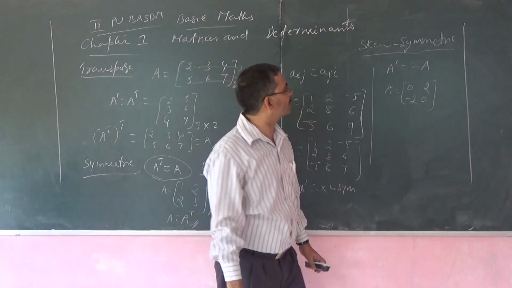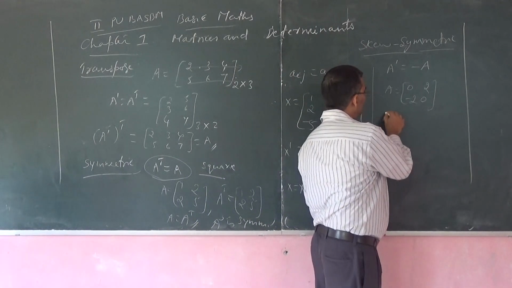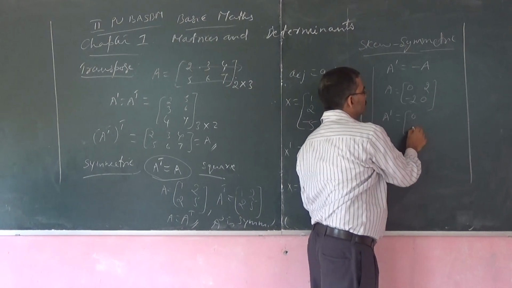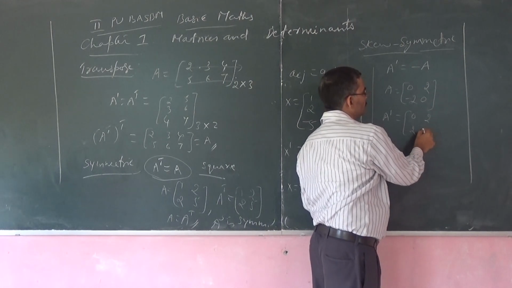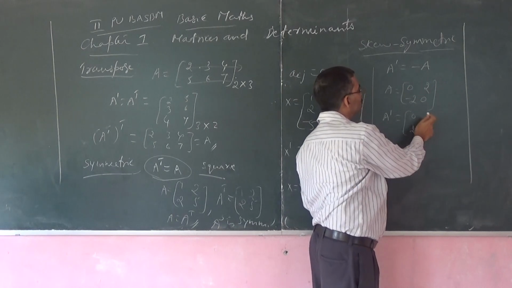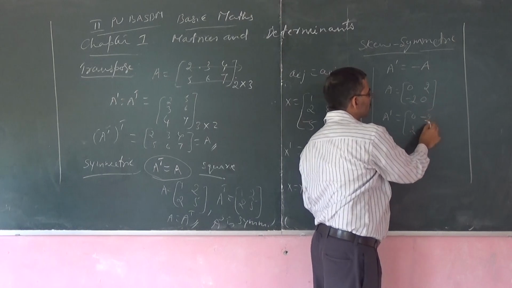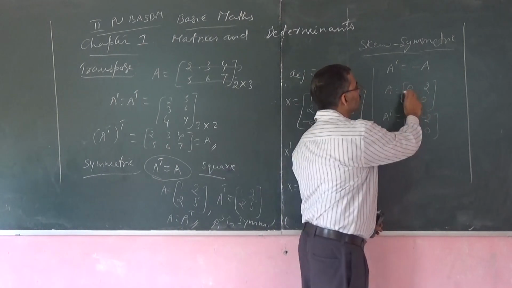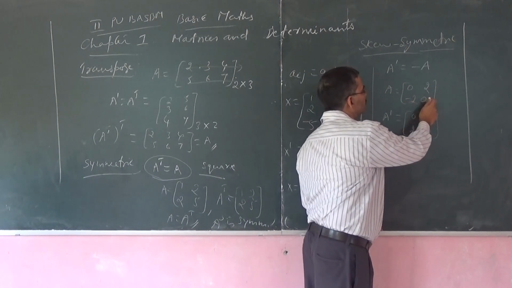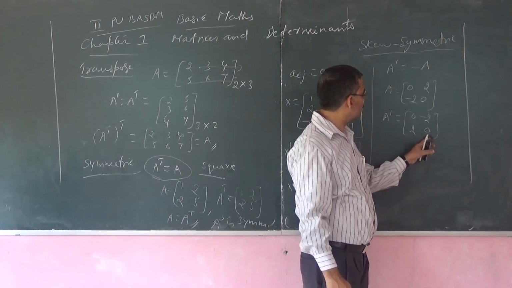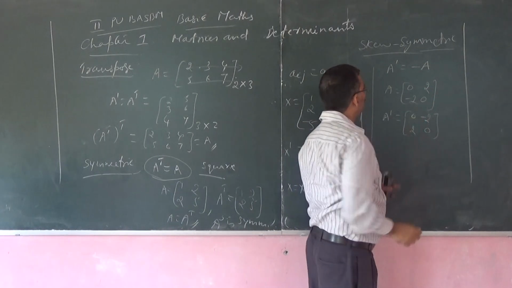Suppose A equal to 0, 2, minus 2, 0. Now find out A transpose. A transpose equal to, first row will become first column, 0, 2, then second row, minus 2, 0. So that is A transpose. First row will become first column, second row will become second column.